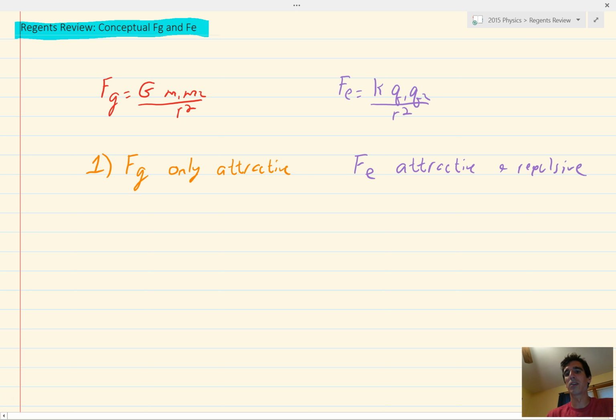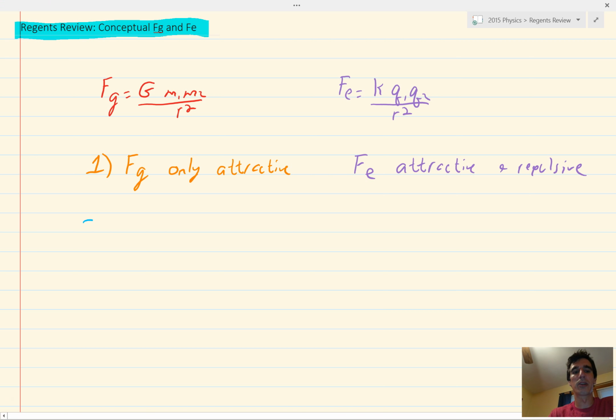So if we have a positive and a positive charge next to each other, that's repulsive, that's positive. If we have a negative and negative, that's also repulsive. But if we have a positive and a negative charge, then they're attractive, which would be a negative force.